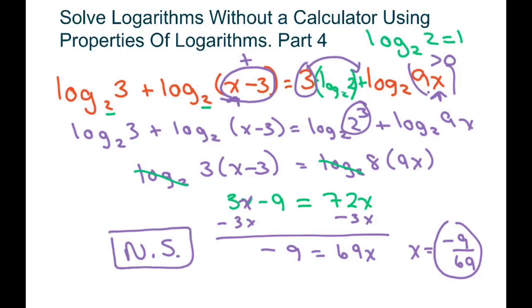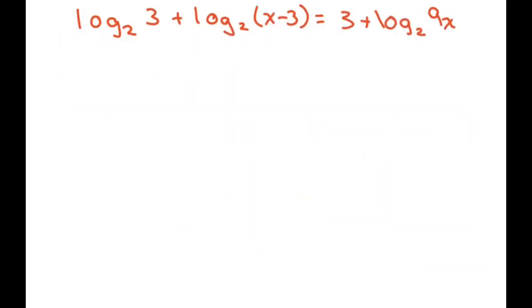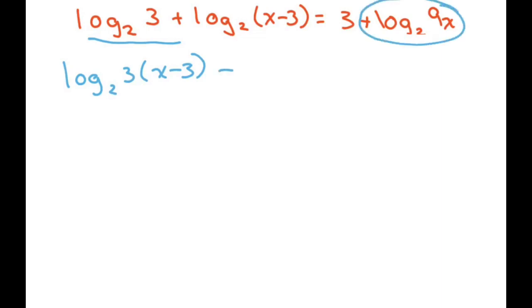So I'm going to show you a different way to do it, which is probably the way you're more familiar with. We'll get the same answer, but if you have something like this, what we can do is go ahead and condense this side. So we get log base 2 of 3 times x minus 3 equals, and what I'm going to do is subtract this from both sides. So you get minus log base 2 of 9x equals 3.